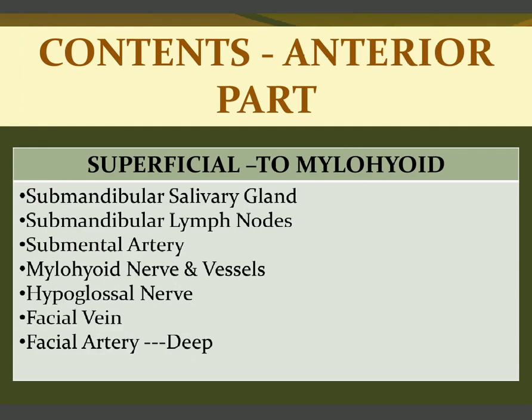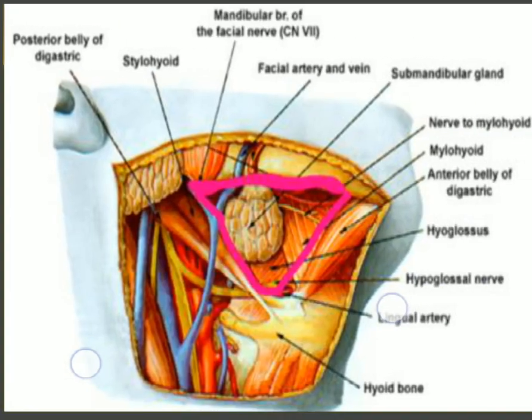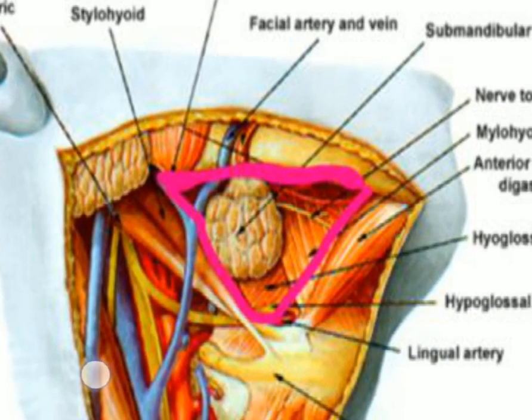triangle. The contents are divided into two: contents in the anterior part and contents in the posterior part. You can see here in this figure, this is the chin, this is the ear, so this is the anterior portion of the triangle. The most important content of the digastric triangle in the anterior part is the submandibular salivary gland, and that is why this triangle is also known as the submandibular triangle, because it contains the submandibular salivary gland and also the submandibular lymph nodes.